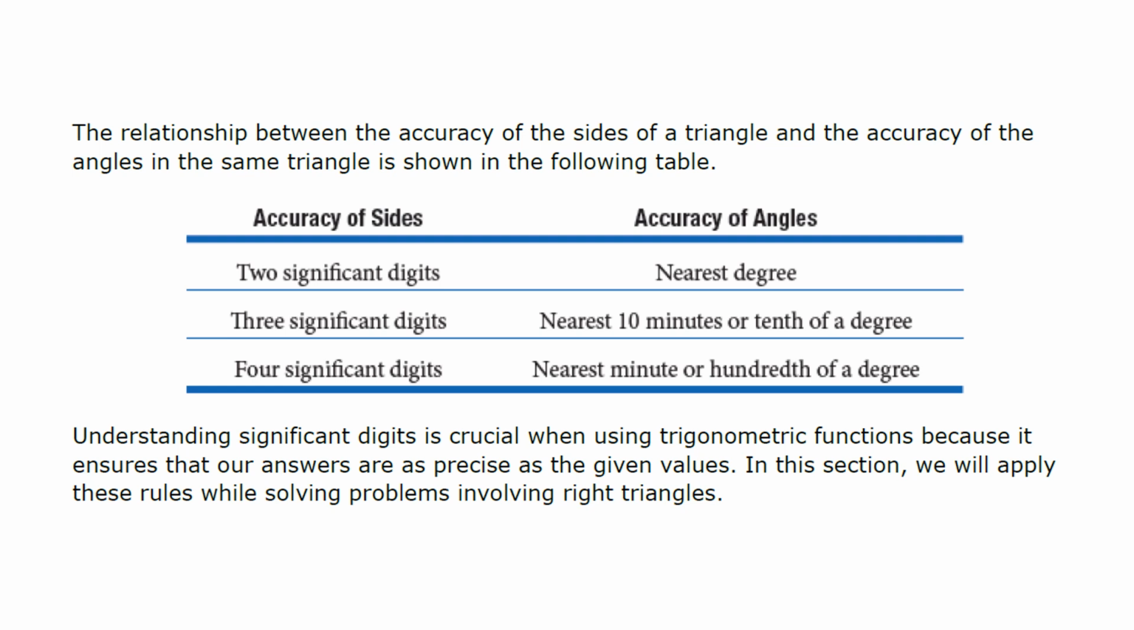So understanding significant digits is crucial when using trigonometric functions because it ensures that our answers are as precise as the given values. In this section, we will apply these rules while solving problems involving right triangles.